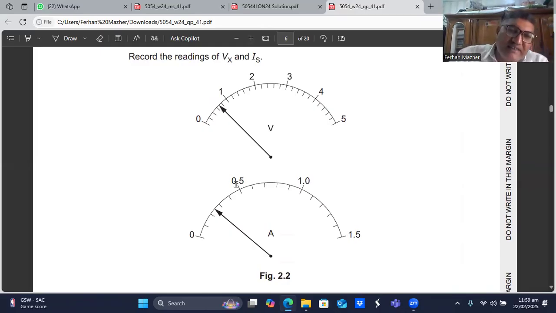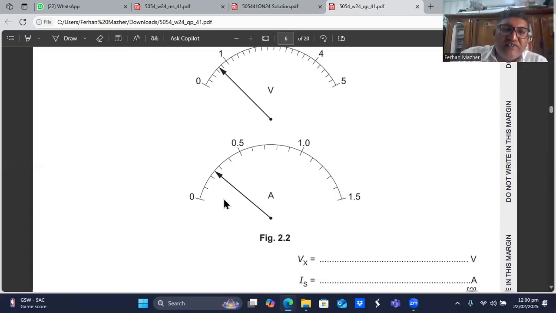Okay. So this is the voltmeter, so the reading is 0.7 volt. And this is showing the reading on the ammeter. So this is 0, 0.1, 0.2, 0.3, 0.4, 0.5. So this reading is between 0.2 and 0.3. So this reading is 0.25 ampere.